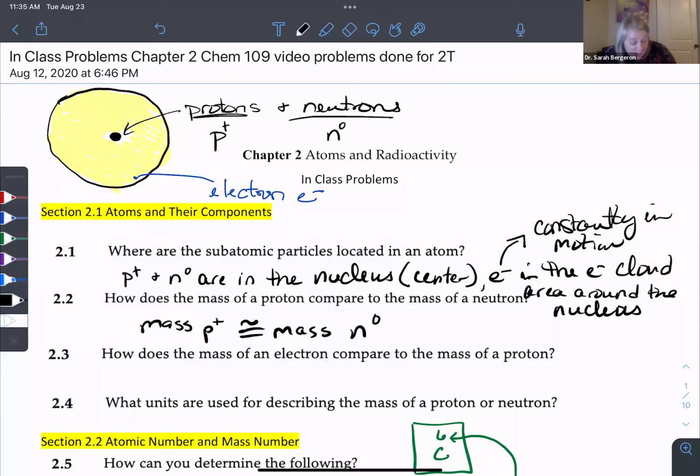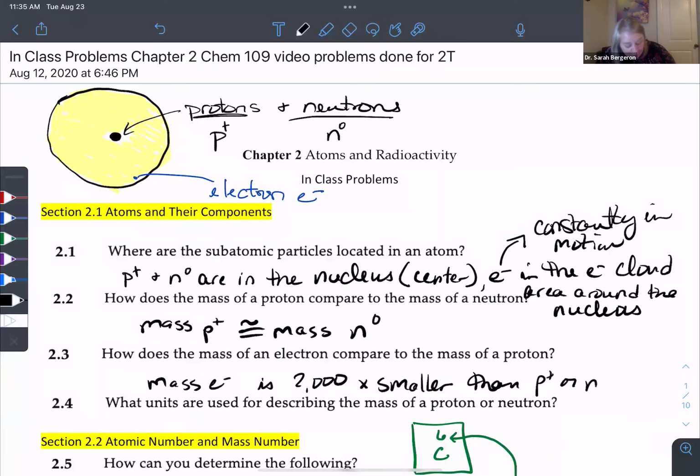It doesn't matter. So it's fractional. It's tiny. So the mass of an electron is actually about 2,000 times smaller than a proton or a neutron, either way, however you want to think about it, right? So much smaller and different charge, right? So you have to understand the charges, you have to understand the masses.